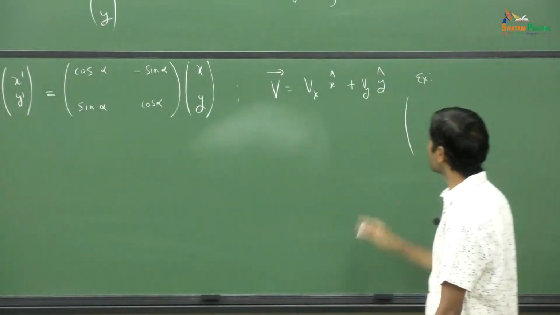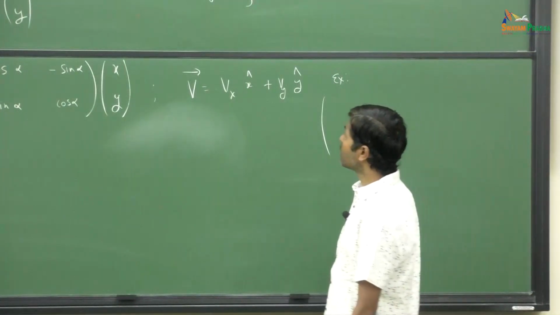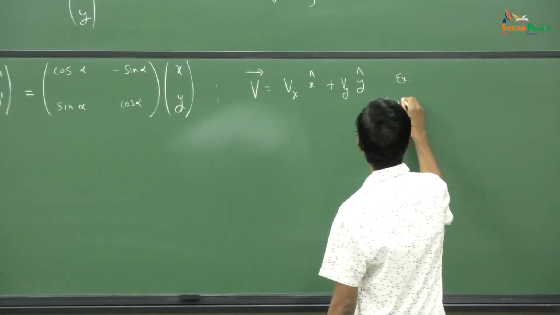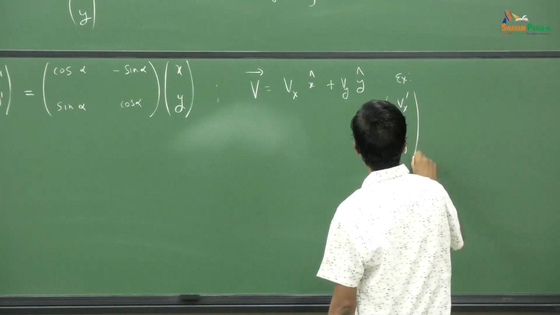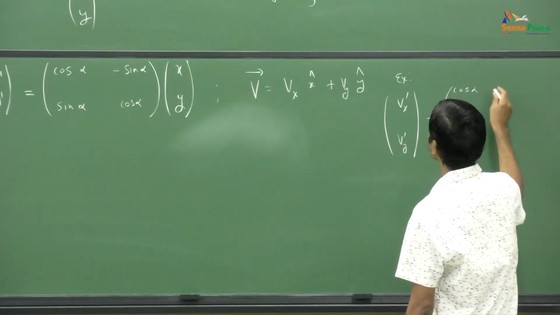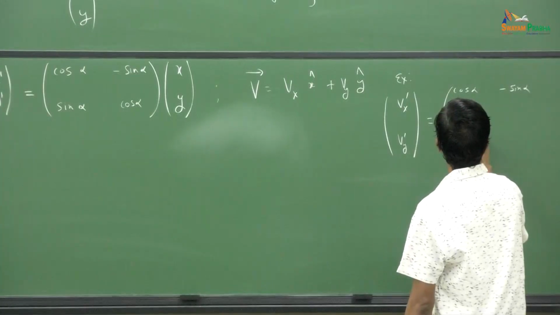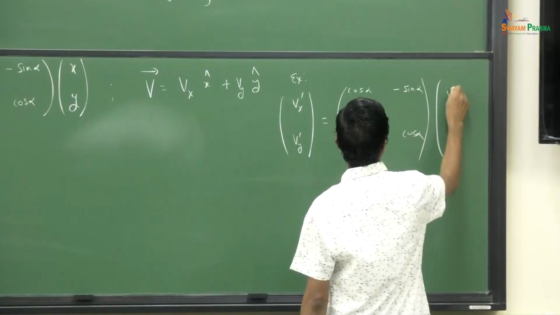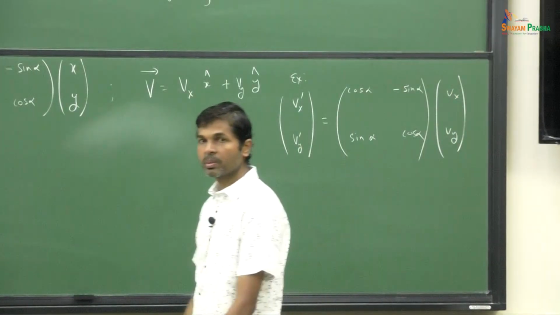You consider any other vector, if you perform a rotation, then the components will be related by vx prime vy prime is equal to cos alpha minus sin alpha, sin alpha cos alpha, times vx vy. So this is how it will be related.